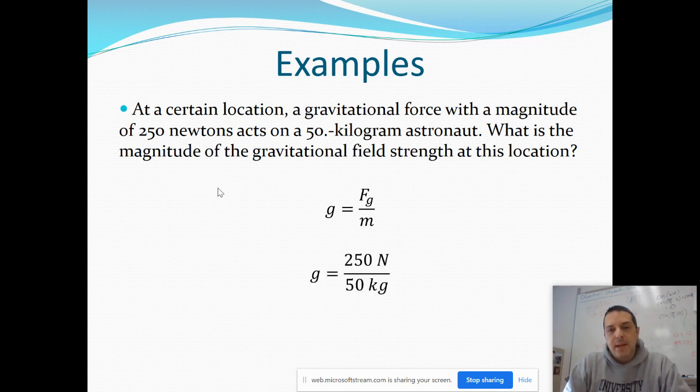And then I put in the force, 250 newtons, which is the weight of the object, and then the mass of the object, which is 50 kilograms. The ratio of these two is going to be our gravitational field strength. And at this location, the astronaut is experiencing a gravitational field strength of 50 newtons per kilogram.